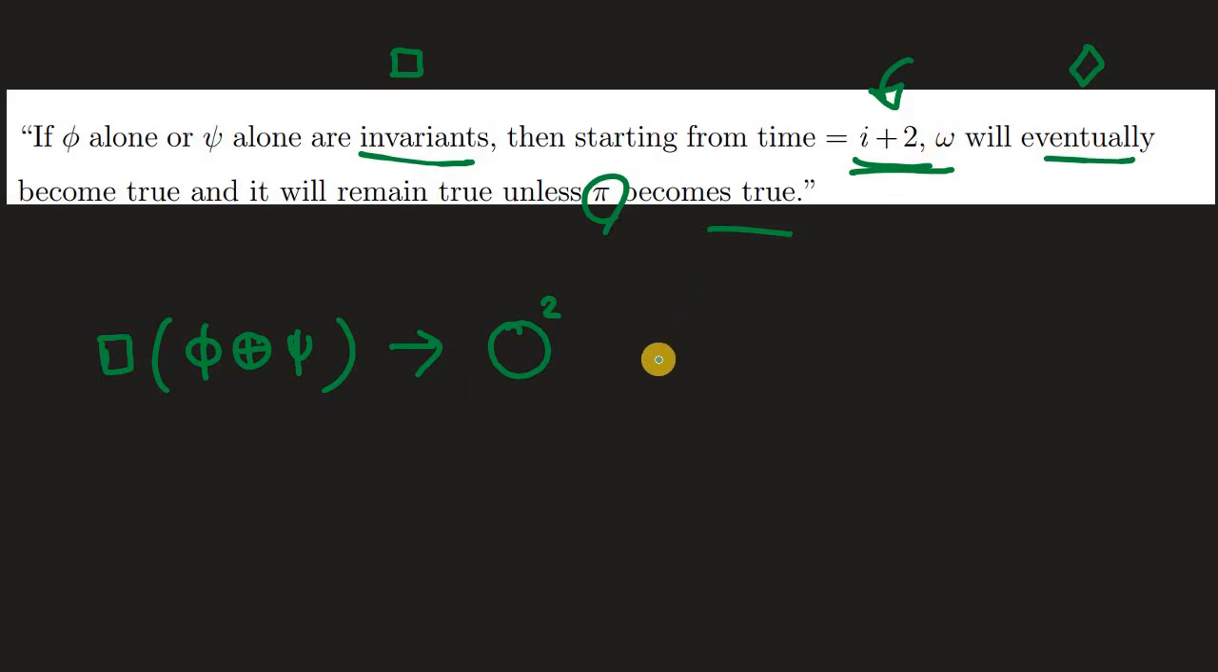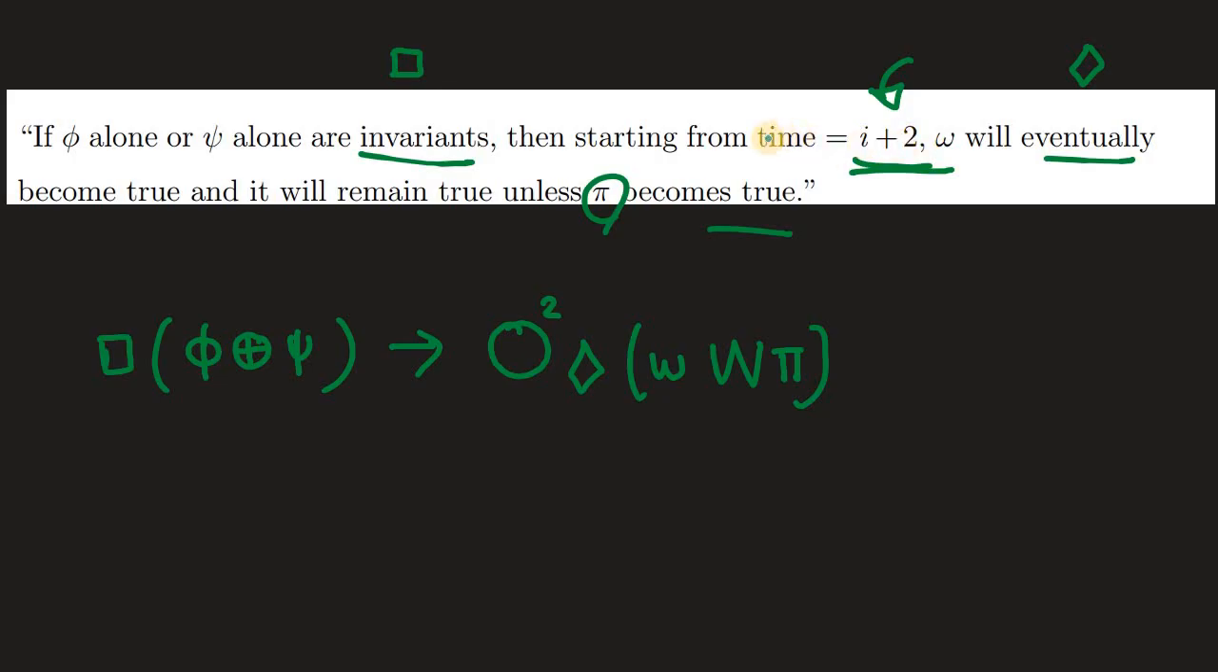Okay, so then let's go ahead and write this. Omega will become true and it will remain true unless pi becomes true. So you're just going to write it in order: omega or omega unless pi, and then you can go ahead and write the eventually thing, because it's saying eventually this thing is going to be true. In the second moment of time, eventually this is going to be true.